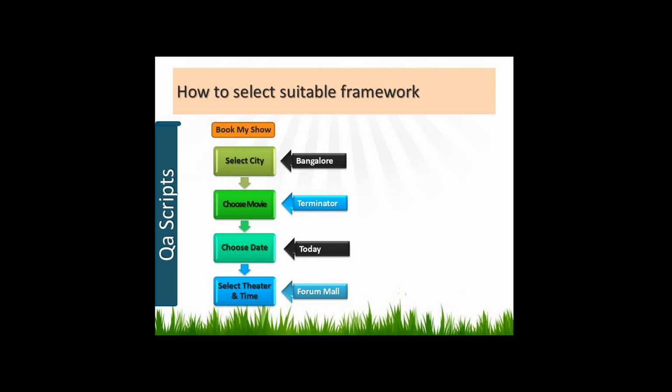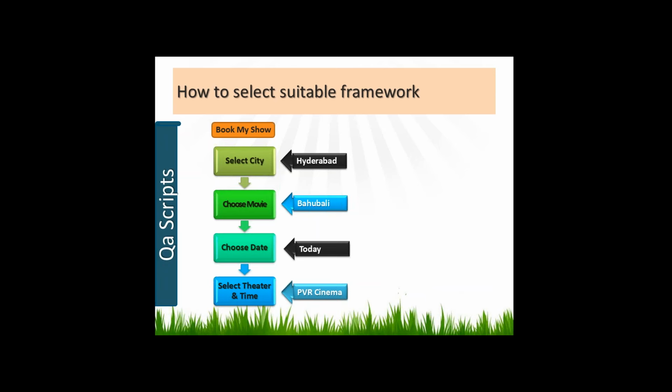Let me run this same script for Chennai, for Hyderabad, for Delhi, or different cities which are present in India, because the same application is being used from different cities. So if I want to go for test data which is related to Hyderabad, what happens? The movie in Hyderabad may be different from Bangalore, right? Here Terminator is getting screened. There Bahubali might be the one which is getting screened as a movie.